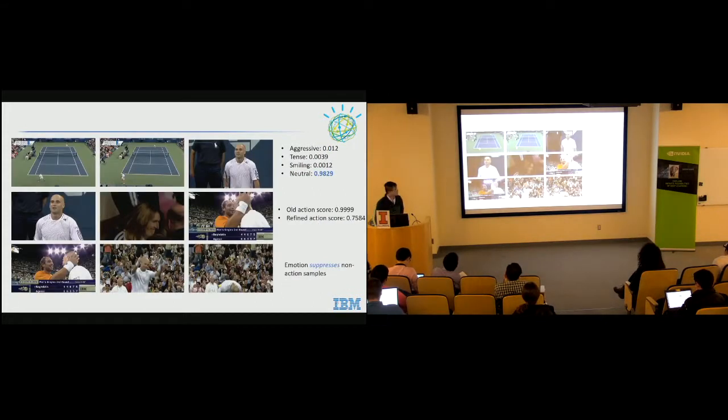So another example. In these examples, the action score is really high, which shouldn't be, because this is not really a celebration action sample. However, when we look at the emotion score, this is really high toward a neutral score, which is around 0.9. So using this, the action score is refined to be 0.75, which is much better. Therefore, it means that the emotion score can suppress the non-action score.